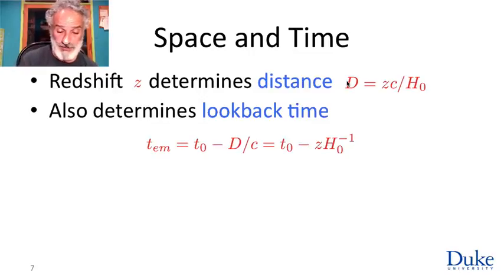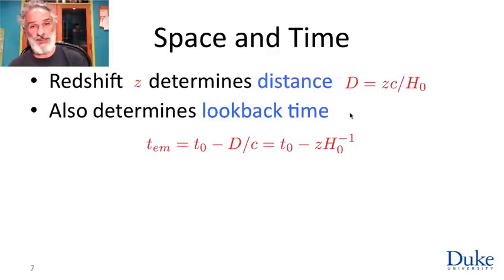The look-back time is simply the time that the light was emitted: t0, which is our notation for the present, minus d over c. This is how long it takes light at the speed c to cover that distance. Plugging in the value for d, we get that the time we see a galaxy at is t0 minus z times H0 inverse. Again, z is the fraction of the Hubble time, if you want, a fraction of the age of the universe that has passed since the light was emitted by this galaxy. This gives us another exciting way to think about things.